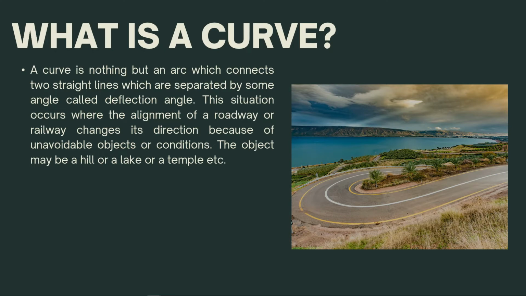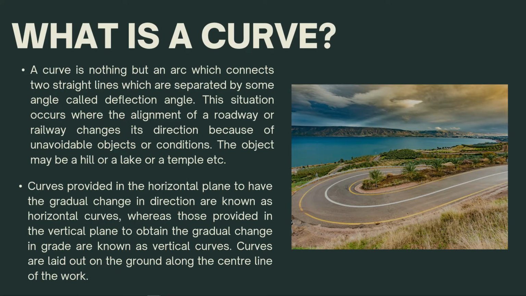Now curves are usually employed in lines of communication in order that the change of direction at the intersection of the straight line shall be gradual. Curves provided in the horizontal plane to have the gradual change in direction are known as horizontal curves, whereas those provided in the vertical plane to obtain the gradual change in grade are known as vertical curves. Curves are laid out on the ground along the center line of the work. They may be circular or parabolic.